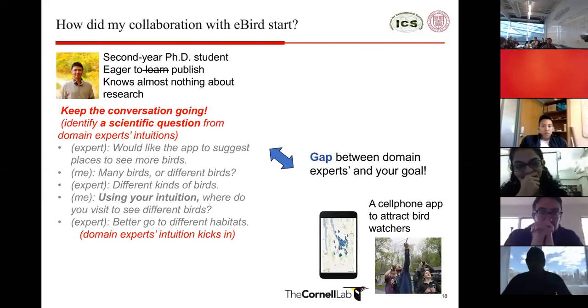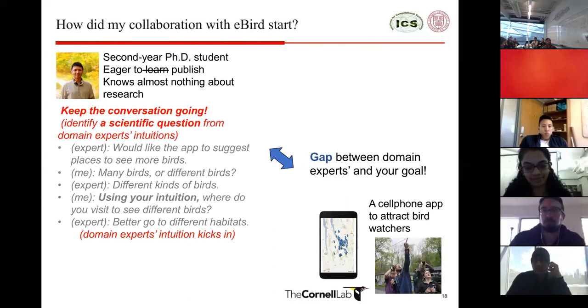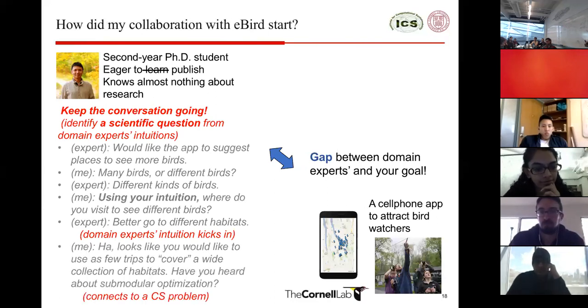It's common sense that if you want to see water species, you go to the lakeside. If you want to see forest species, you go to the forest, and so on, right? We used this step to get their intuitions, and that really helped me connect to a computer science problem.